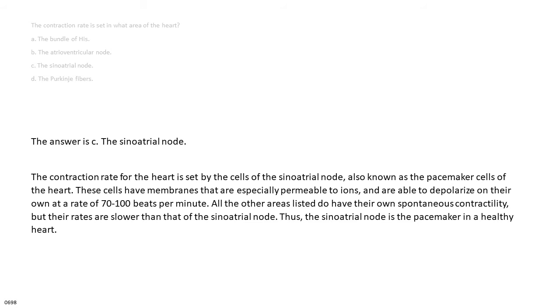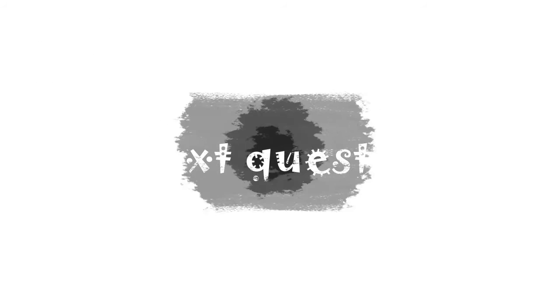The answer is C. The sinoatrial node. The contraction rate for the heart is set by the cells of the sinoatrial node, also known as the pacemaker cells of the heart. These cells have membranes that are especially permeable to ions, and are able to depolarize on their own at a rate of 70 to 100 beats per minute. All the other areas listed do have their own spontaneous contractility, but their rates are slower than that of the sinoatrial node. Thus, the sinoatrial node is the pacemaker in a healthy heart.